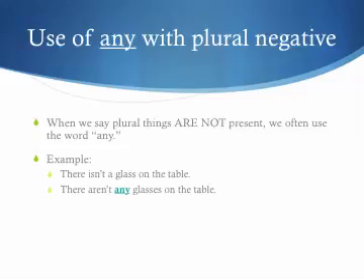When we say plural things are not present, we also precede them with the word any. For example, there isn't a glass on the table. Okay, that's the singular. There isn't a glass on the table. But if we want to refer to multiple glasses, we say there aren't any glasses on the table. That's just one of those little quirks of English.